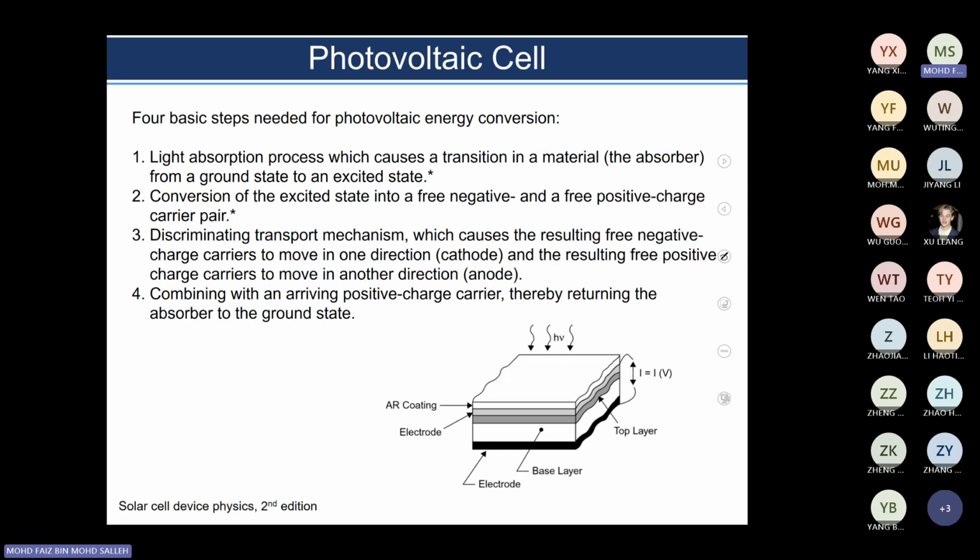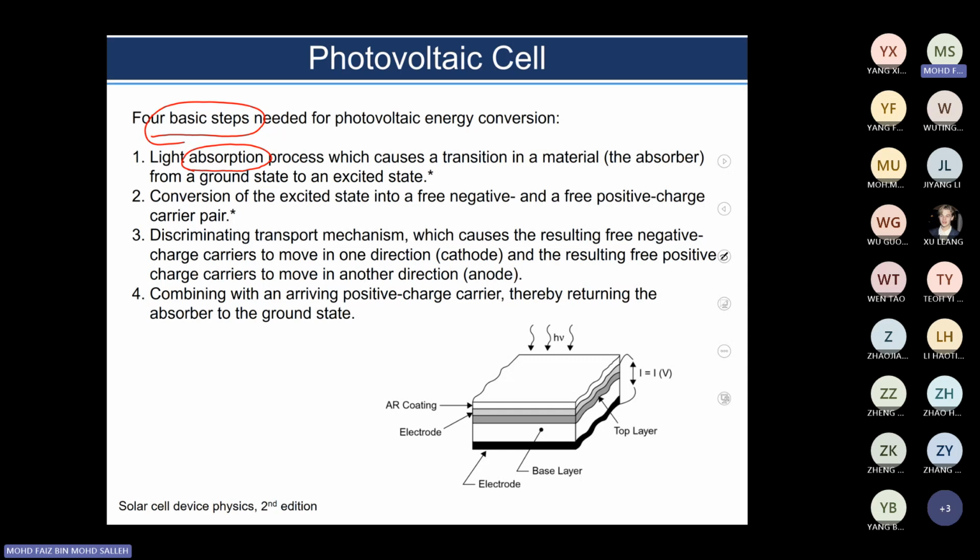Okay. To make a solar cell, we need these 4 basic steps. So you can read over there. First one, as I mentioned before, we need absorption. We need to absorb the light. We need to absorb the energy. If you don't have input energy, how can you convert it? Cannot, right? So you need to absorb it.